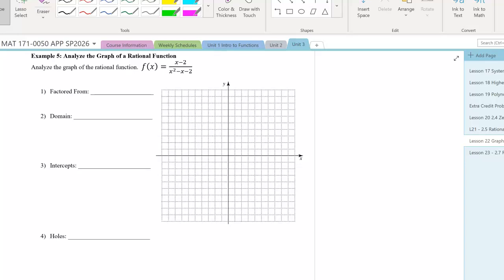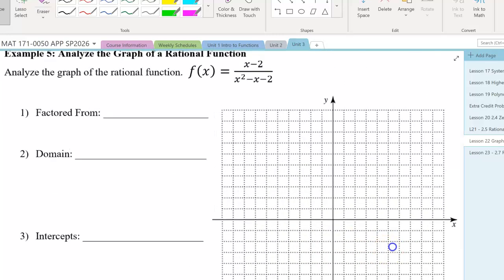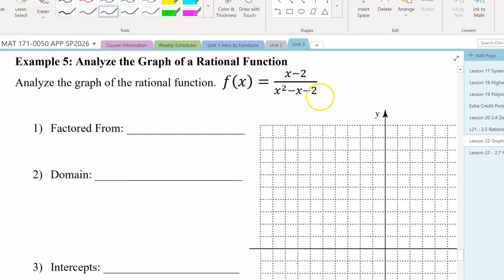Example 5. In this example, we are going to analyze the graph of f of x is equal to x minus 2 over x squared minus x minus 2. Now, the first thing I'd want to do is factor the bottom of this function. So I have f of x is equal to, and the top is just an x minus 2, so that can't be factored, but the bottom can.